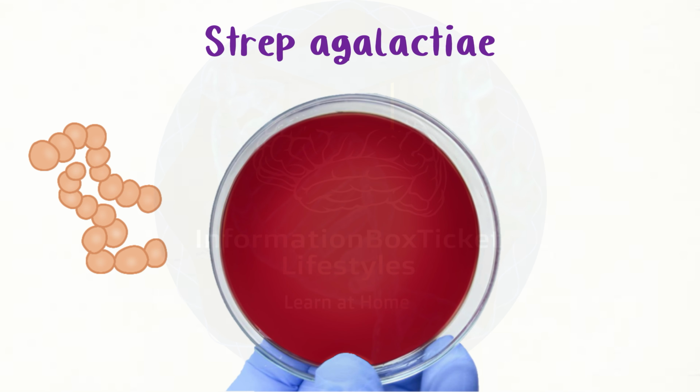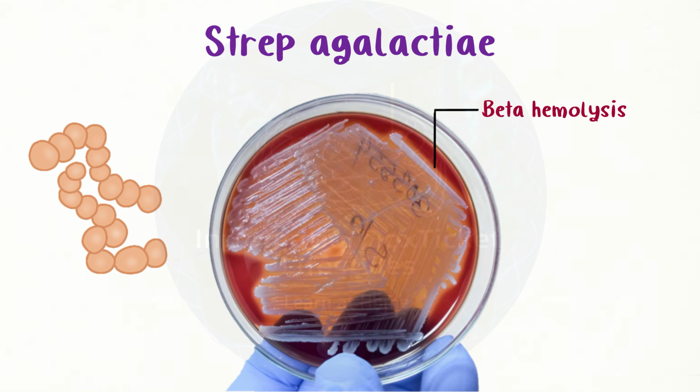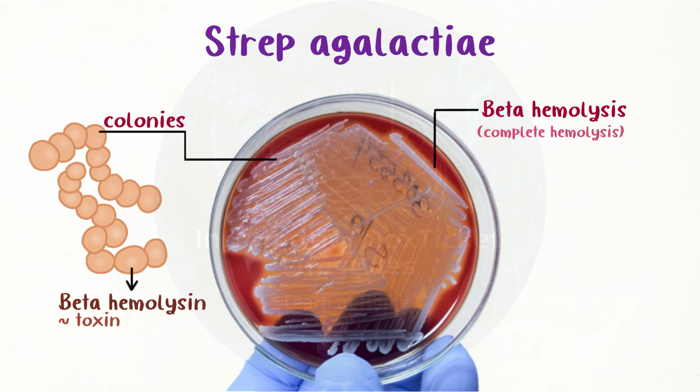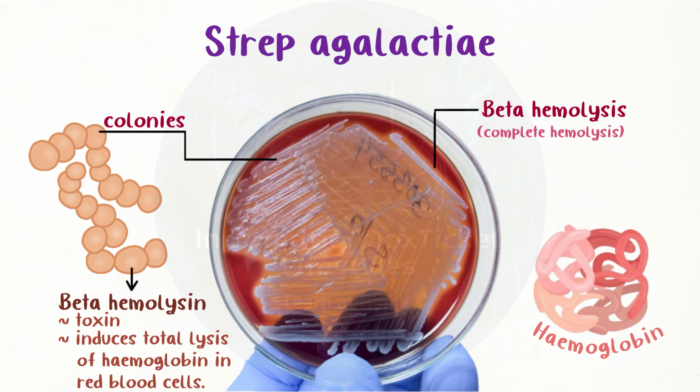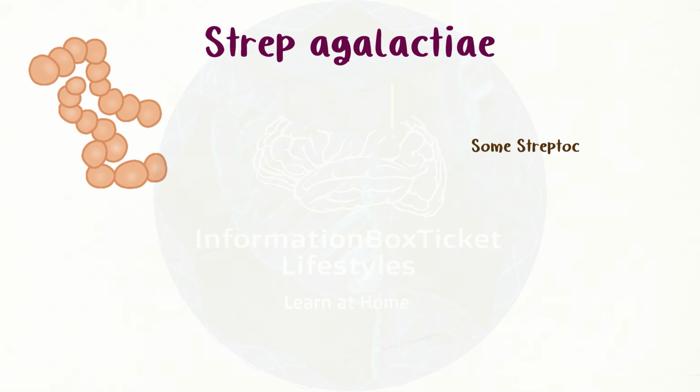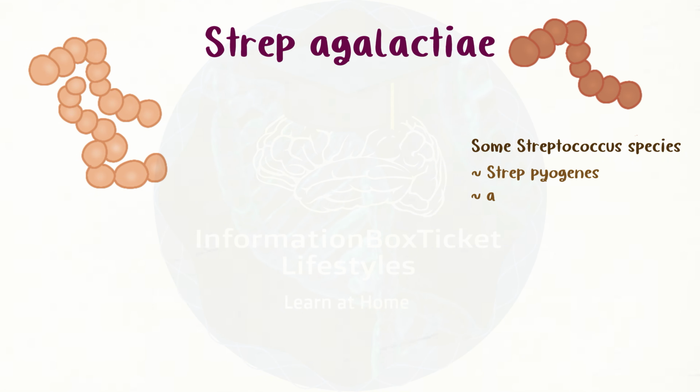When grown on blood agar, Strep agalactiae colonies produce beta-hemolysis, commonly known as complete hemolysis. That's because Strep agalactiae produces a toxin called beta-hemolysin, which induces total lysis of hemoglobin in red blood cells, causing blood agar to turn from red to translucent yellow surrounding the colonies. However, some other Streptococcus species, such as Strep pyogenes, are also beta-hemolytic.